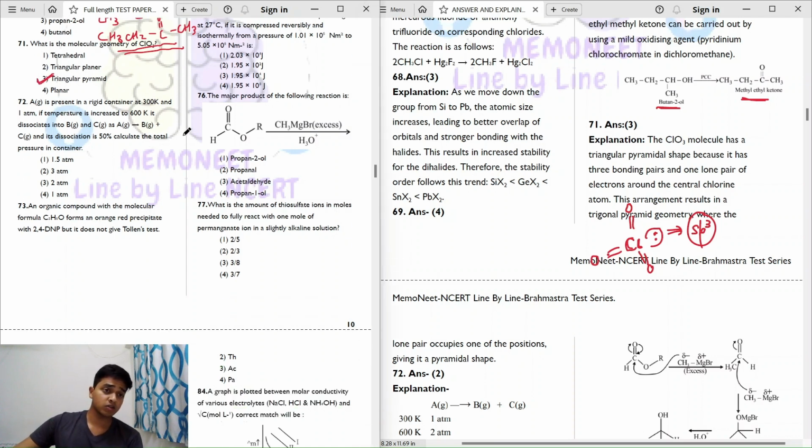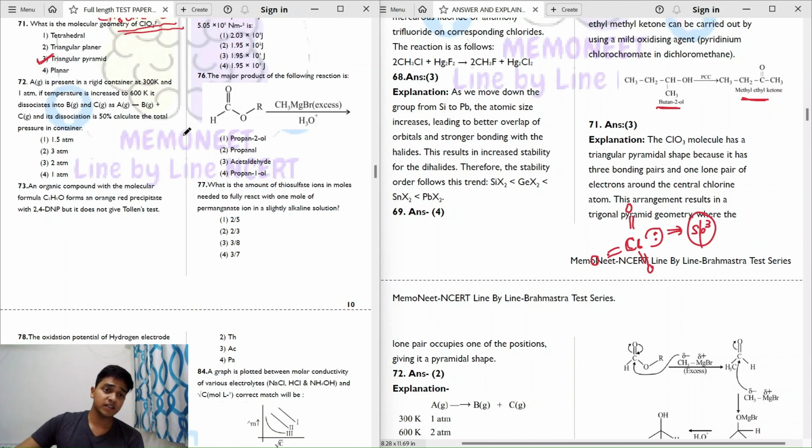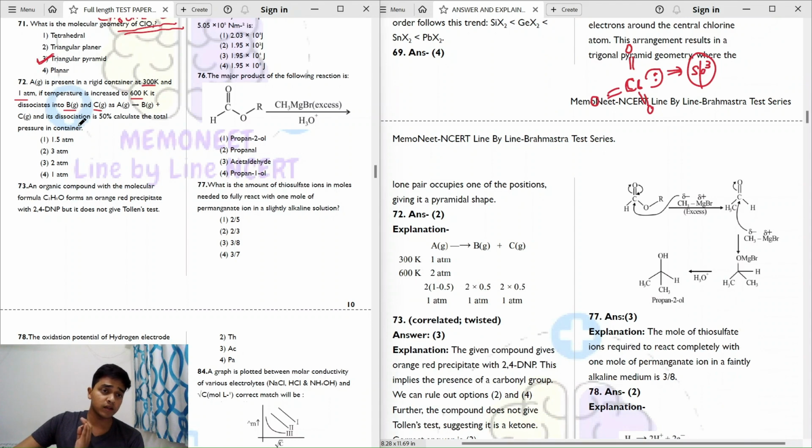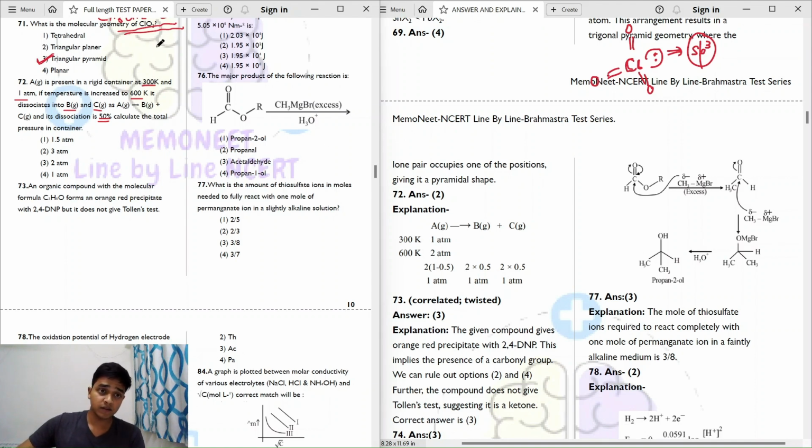Moving on to the next question. The question says, a gas is present in a rigid container at 300 Kelvin and 1 atm pressure. If the temperature is increased to 600 Kelvin, it dissociates into B and C, and the reaction is given as A dissociating into B plus C. The dissociation is given to be 50%. We have to calculate the total pressure in the container in the final state. Take care that we have been given 300 Kelvin and 1 atm, and we have to talk about the system at 600 Kelvin.